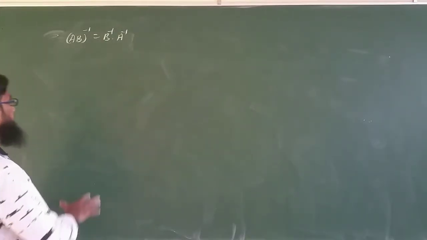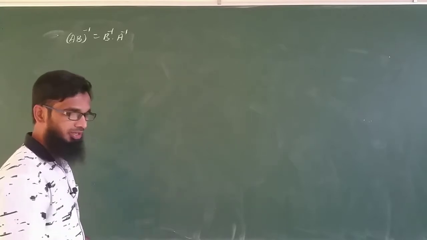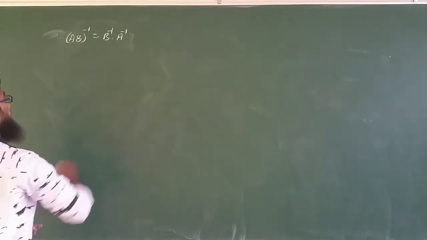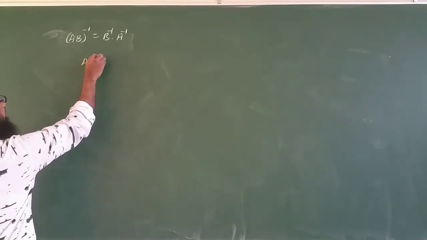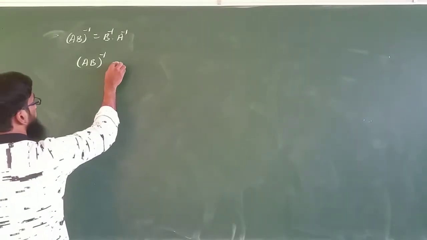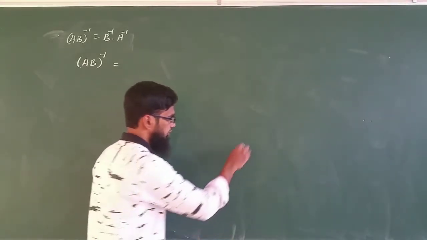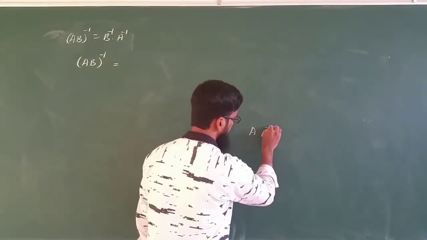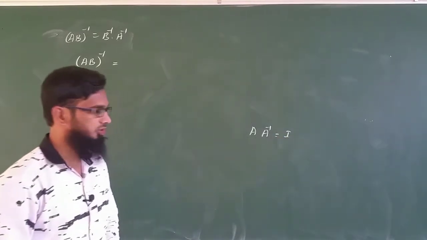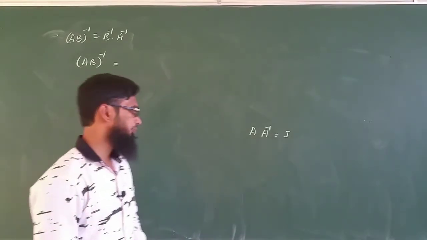Now we have to prove this, because this property we have derived based on the invertible matrices and the uniqueness of a matrix. Now I will consider this first. Before that, I can write A into A inverse is equal to what? This is I, right? Because of the definition of the invertible matrices. So A into A inverse is equal to I.